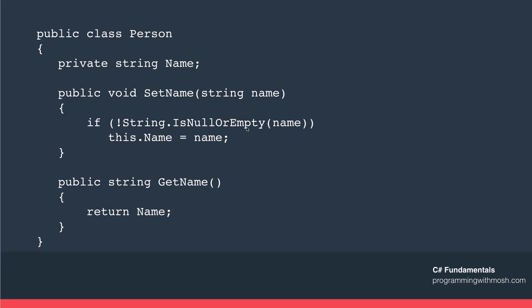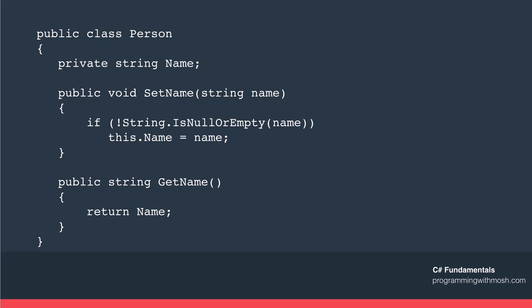In terms of naming convention in C#, we have two naming conventions. One is called Pascal case, the other is called camel case. With Pascal case, the first letter of every word should be uppercase, like the person here, or name, or set name. Note that the first letter of every word is uppercase. With camel case, the first letter of only the first word is going to be lowercase, but the first letter of every word after that is going to be uppercase. An example of camel case is the name parameter here.